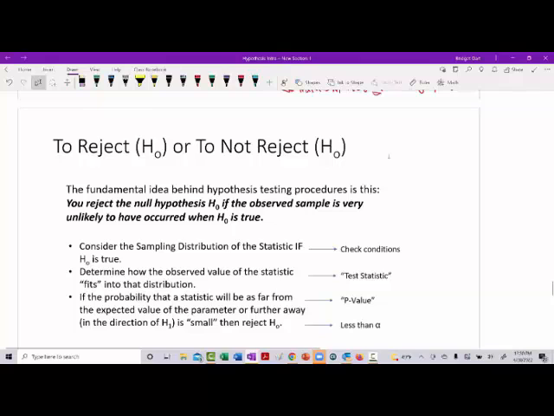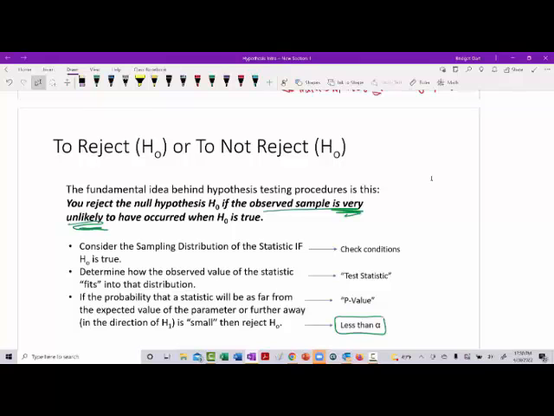reject or not reject. We will reject our null hypothesis only if the observed sample is very unlikely to have occurred when the null hypothesis is true. What defines very unlikely? In the past, we've used 5%. Moving forward, we're going to use anything less than alpha, anything less than the maximum acceptable likelihood of a type 1 error.